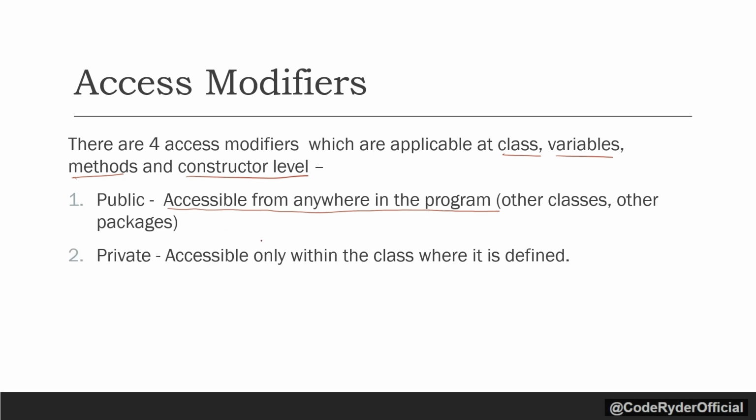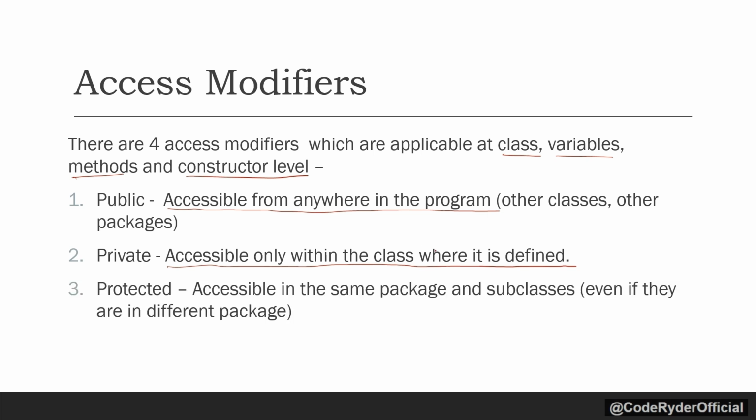Then comes private. Private means that it is accessible only within the class and not outside the class. So say for example, if you have a private variable, that private variable can be accessed only in the same class in which it is declared. It cannot be accessed in any other class, even though that class might be in the same package. So private strictly means the same class.